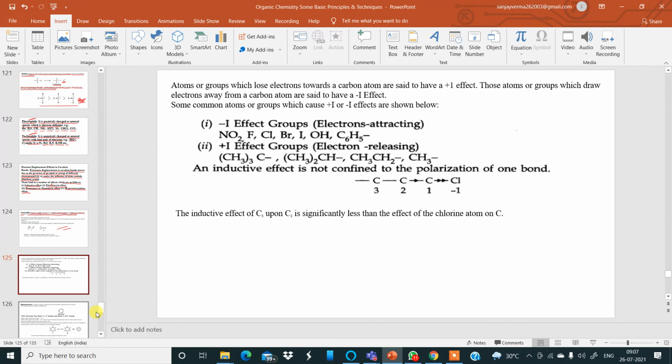Over here we have groups exhibiting minus I effect. Try to remember some of them. Groups exhibiting plus I effect, examples are here. And the inductive effect is not confined to the polarization of one bond.